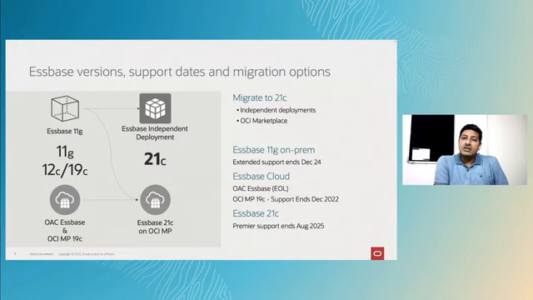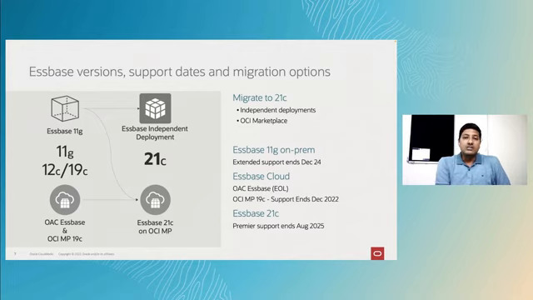So Essbase 21C is the latest version, and users are encouraged or should plan to migrate to 21C. Customers that are running 11G on-prem can migrate to 21C either on-prem on a platform of their choice like Linux or Windows using our LCM utilities, or on the cloud to OCI Marketplace deployment. Essbase 11G is currently on extended support, and it ends in December 2024. So customers that are running 11G on-prem should plan their movement to 21C either on-prem or on the cloud.